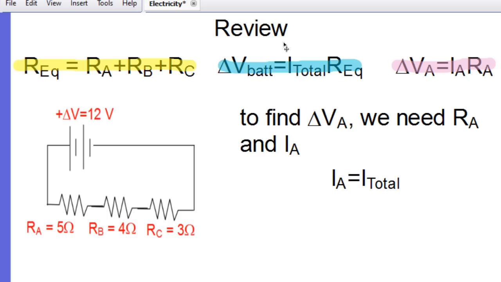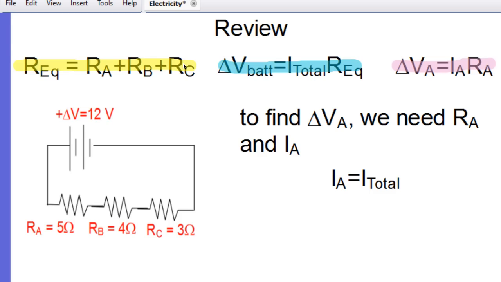Look at these two equations. They look the same. They are not the same. They are both Ohm's law, but the blue one is about the total circuit. It's the voltage of the battery, the full circuit, the current of the full circuit, the resistance of the full circuit.